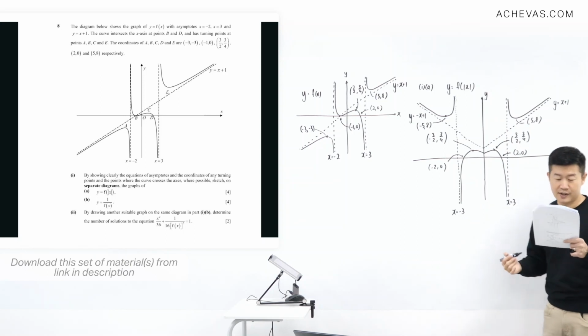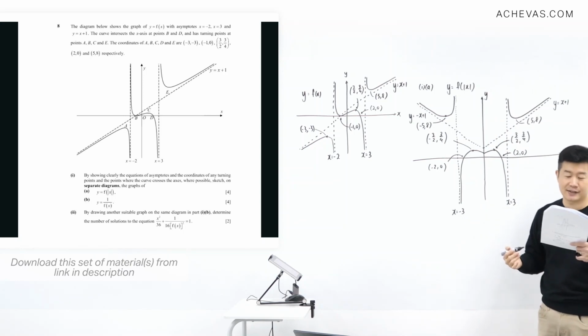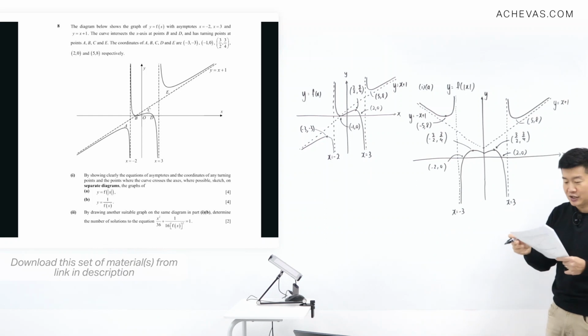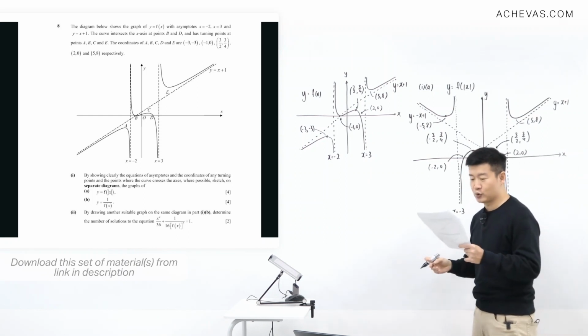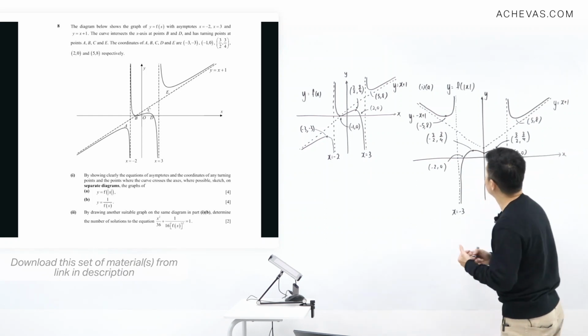The graph of y is equal to f(|x|). Next, let's sketch the other one, the graph of y is equal to 1 over x.